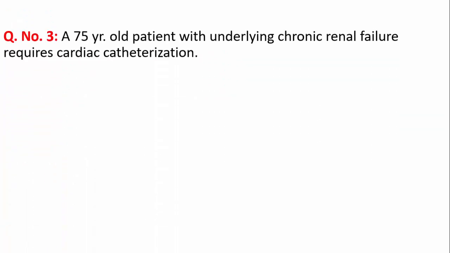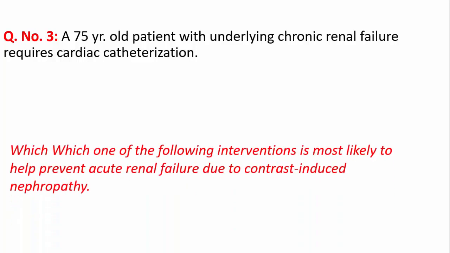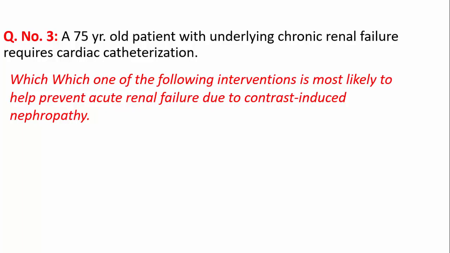Now, next question. A 75-year-old patient with underlying chronic renal failure requires cardiac catheterization. Which of the following interventions is most likely to help prevent acute renal failure due to contrast induced nephropathy?